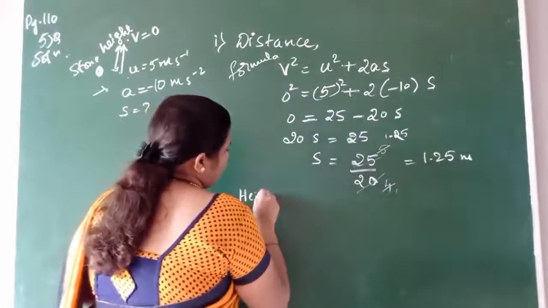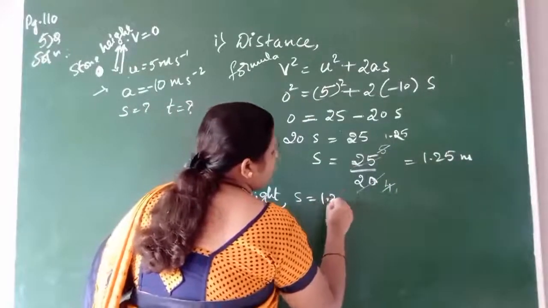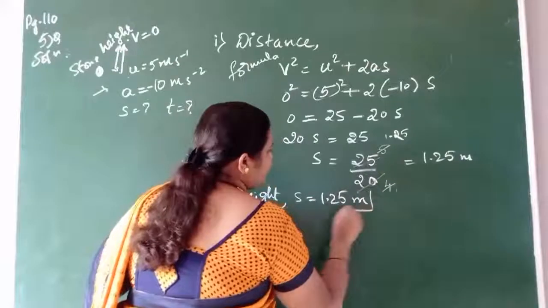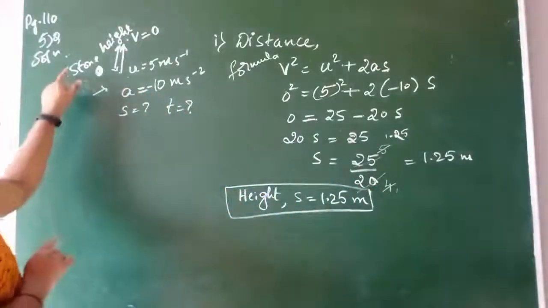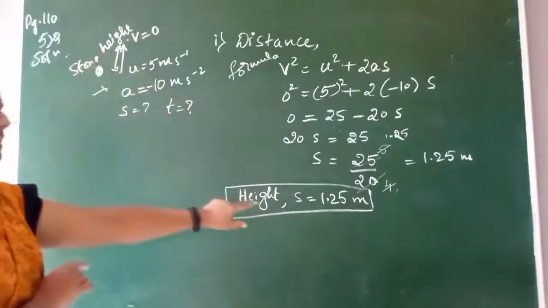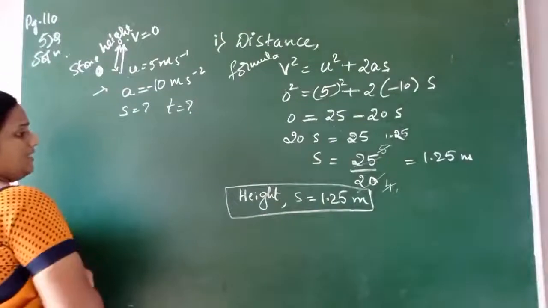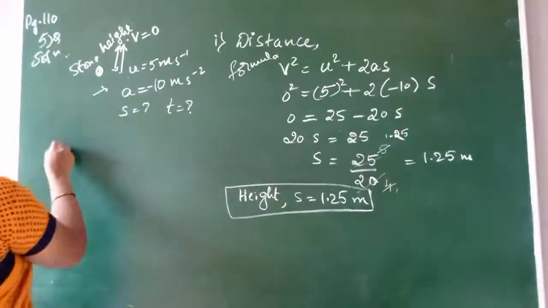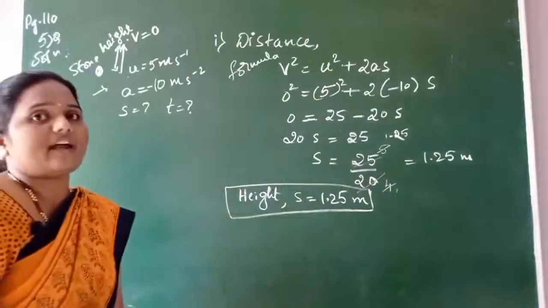Therefore the height, nothing but the distance, how much it traveled, children? 1.25 meter it has traveled. With this height or distance, this stone has traveled up to this much height. In this question, one more thing we need to calculate. What is that? Time. So here, which formula do we have to use, children?